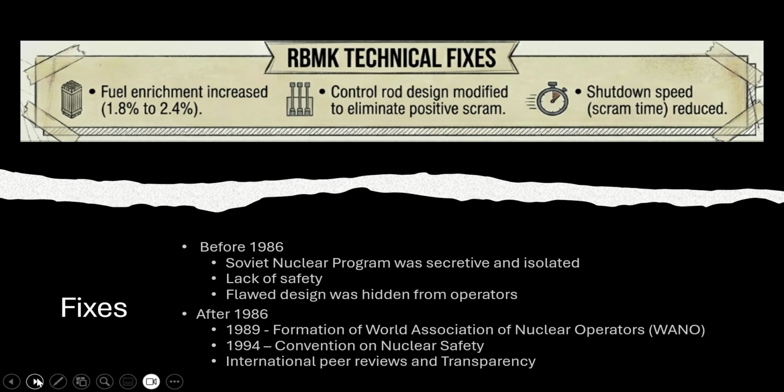To ensure that a disaster like this never happens again, the remaining RBMK reactors received technical fixes. These included increasing fuel enrichment, modifying control rod design to eliminate the positive scram effect, and significantly reducing the time required for an emergency shutdown.